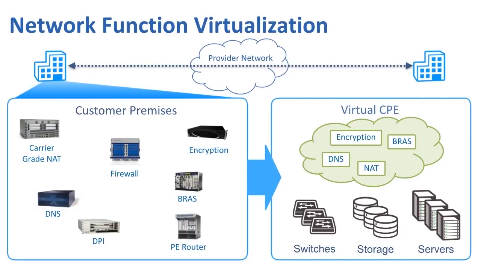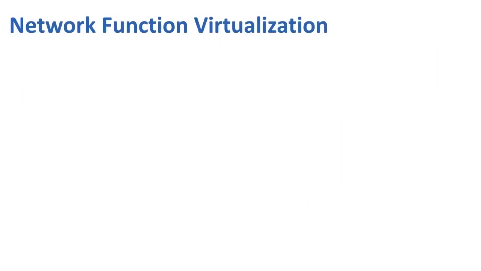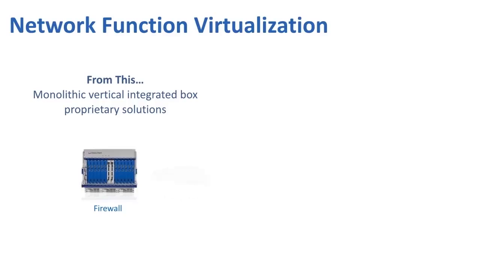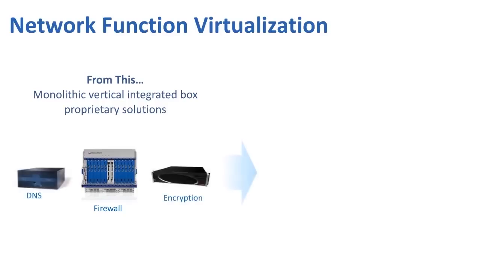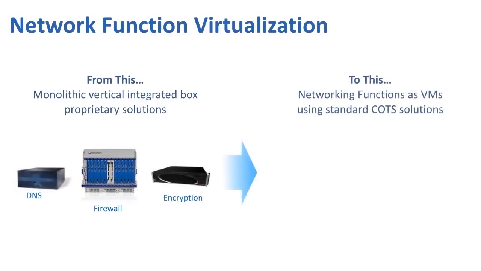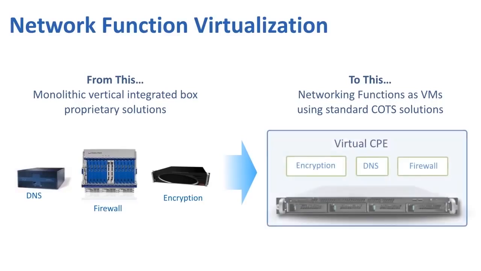This collapses multiple functions into a single physical server, reducing cost and minimizing truck rolls. If a customer wants to add a new network function, the service provider can simply spin up a new virtual machine to perform that function. NFV refers to the strategy of virtualizing network functions, moving from separate proprietary pieces of hardware to software running on virtual servers using standard hardware. Virtual CPE commonly refers to any network function that runs on a virtual machine.